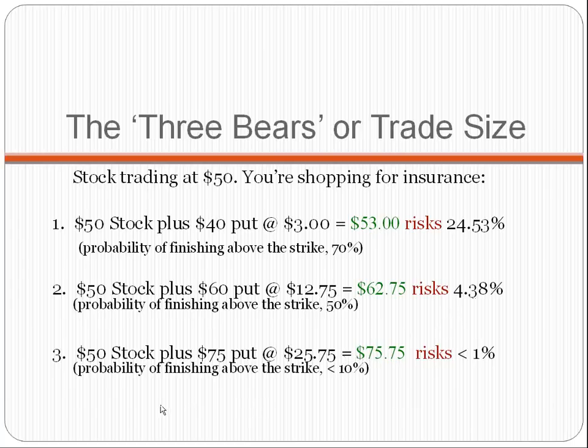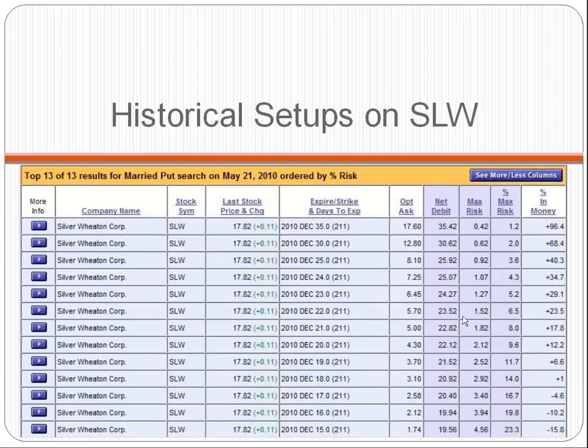Absolutely. Most of that put we're going to be paying for is intrinsic value. So if our stock's at 50, we look at the 75 put, price might be around $25.75. So our total investment is $75.75. That's a risk of less than 1%, but now the expectancy of profit is too small.